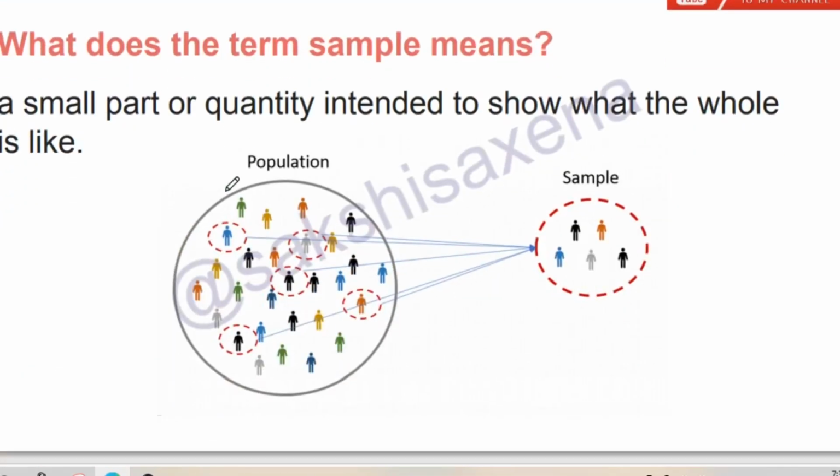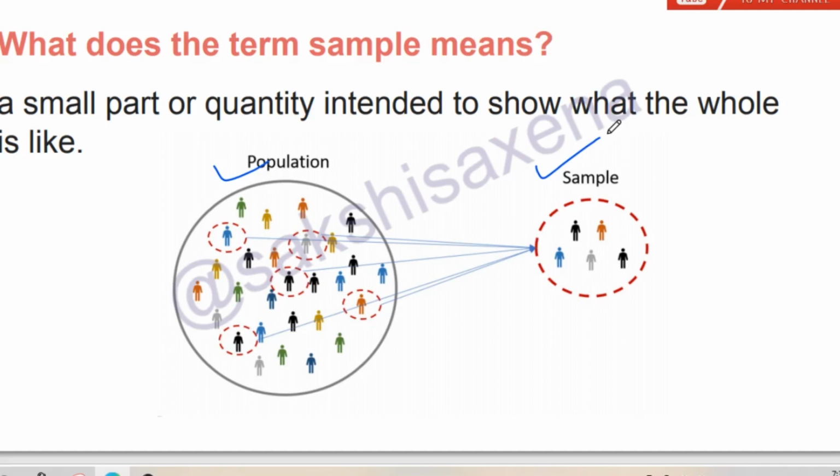So to understand the different types of sampling techniques, firstly we have to understand what a sample means and what sampling means. When we do sampling, there are two main things we have to understand. The first one is the population and the second one is the sample. So to learn about sampling, firstly we have to know about the population and the sample.